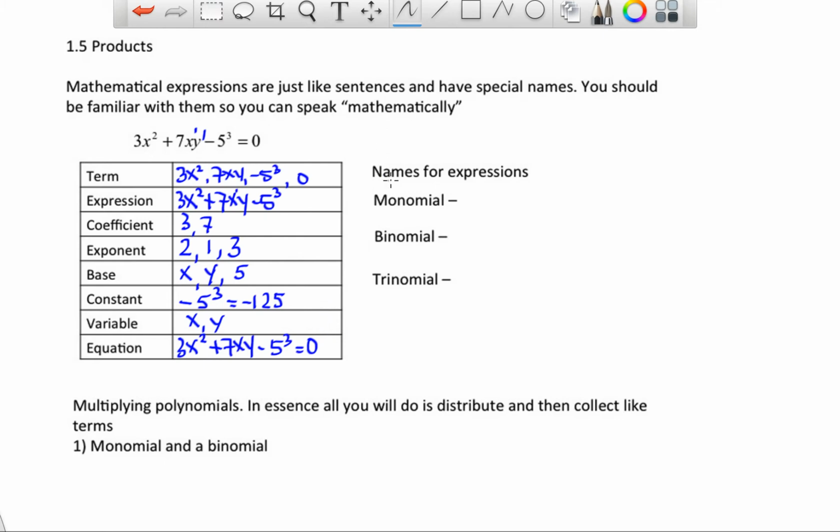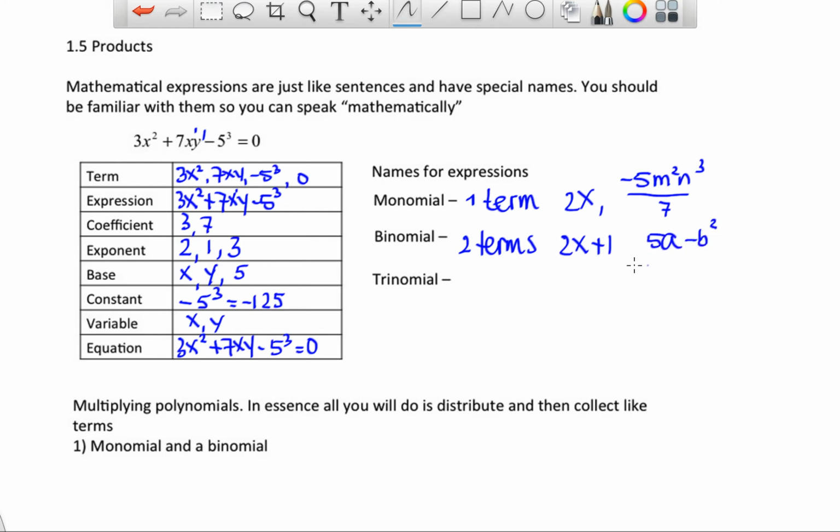Now you do need to know a monomial, a binomial, and a trinomial. So if I say monomial, you should be thinking of a one-term expression. For example, 2x only has one term. They can be way more complicated. This only has one term. It has a bunch of stuff in there, right? But one term. A binomial has two terms. So 2x plus 1 would be a binomial. 5a minus b squared would be a binomial.